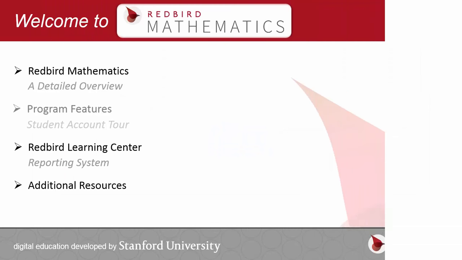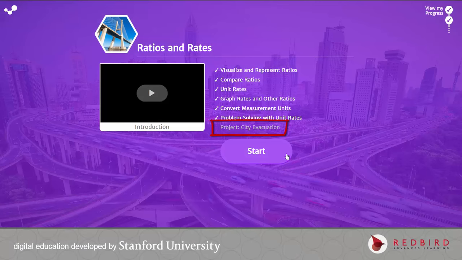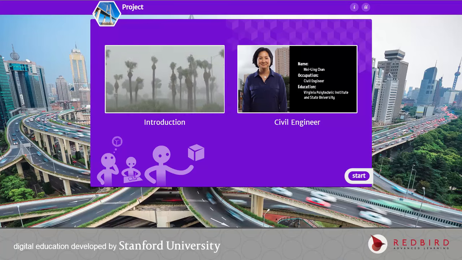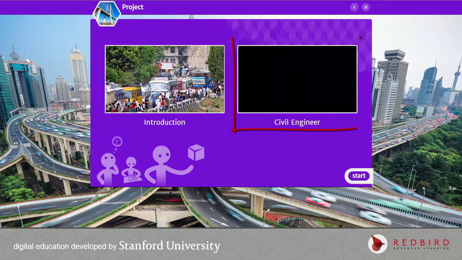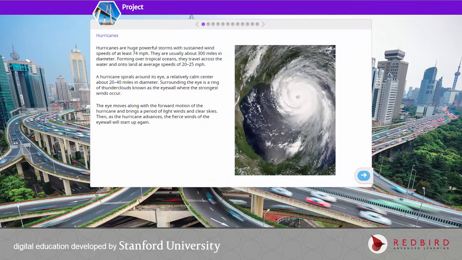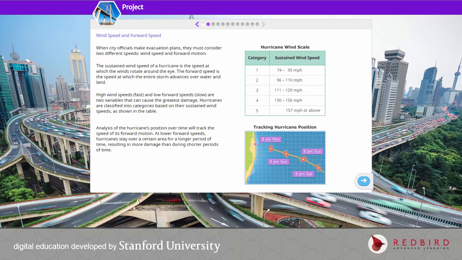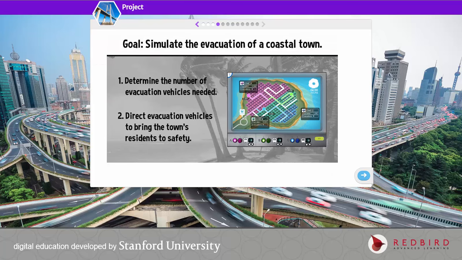by looking at one of the STEM projects, City Evacuation. When the project is launched, students may view 2 videos. One introduces the topic and problem that students will explore in the project, and the other is an interview with a STEM professional in a related career. The introduction continues with screens that contain additional or background information and concludes with a statement of the project goals.